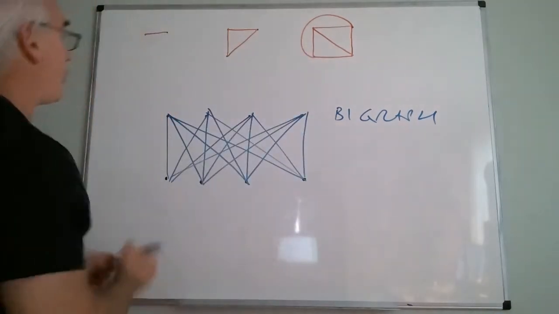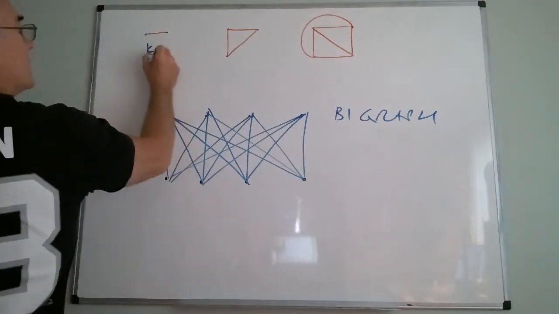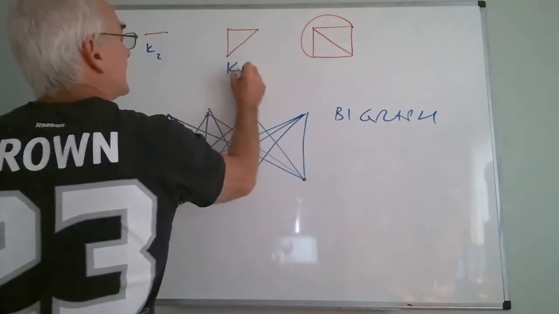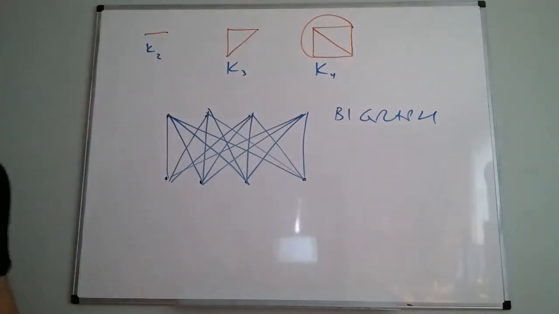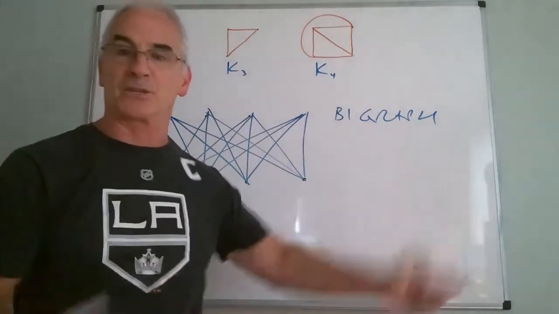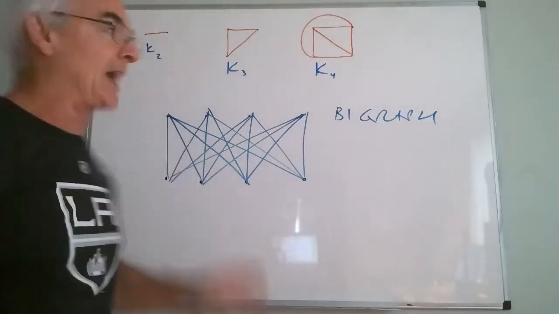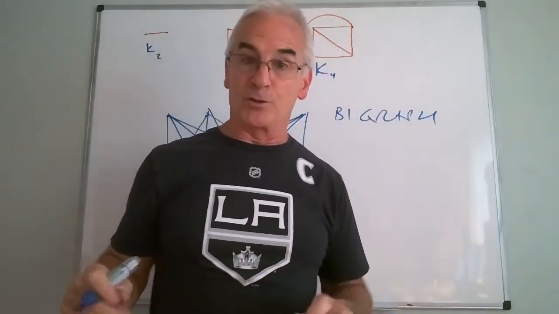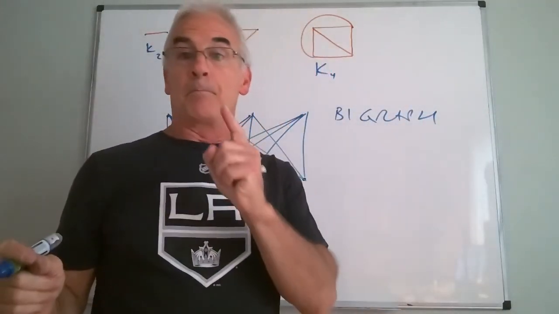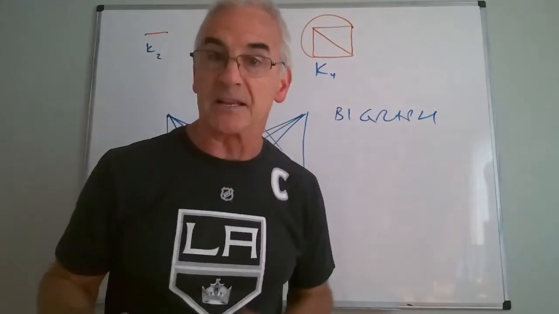This is called K2. This is called K3. This is called K4. K is actually short for Kuratowski, who was a mathematician, but don't worry about that. All right. I can keep going forever and ever. The subscript refers to how many vertices, but every one of them is connected to every other one.